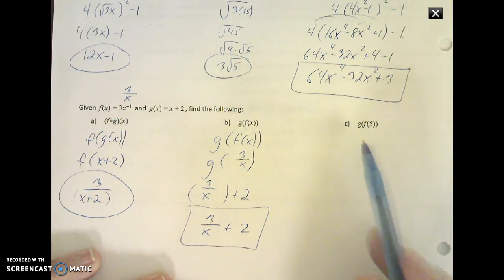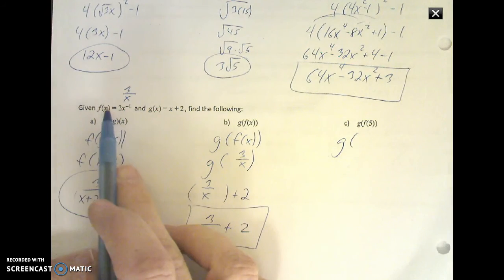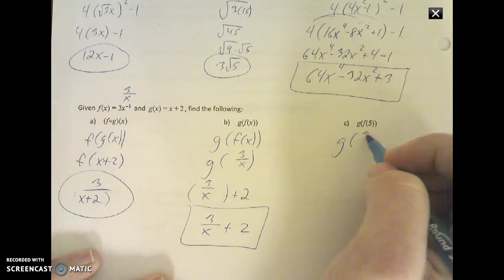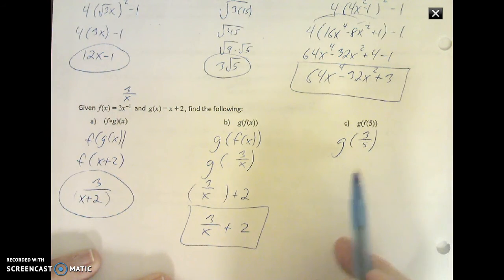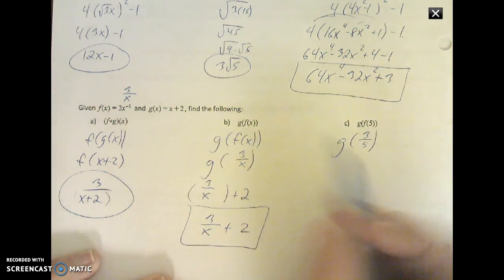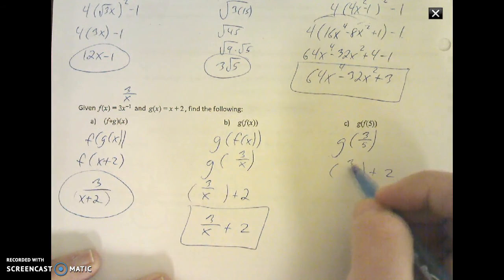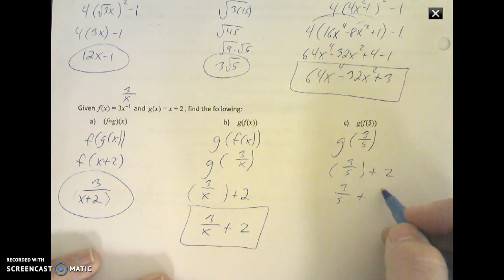Okay, and finally, g of f of 5. Now, f of 5, you're plugging the 5 in for your f function, is 3 over 5. Okay. Now look at my g of x function. It's something plus 2. So it's 3 over 5 plus 2. Get a common denominator. Let's see here, 10 over 5.